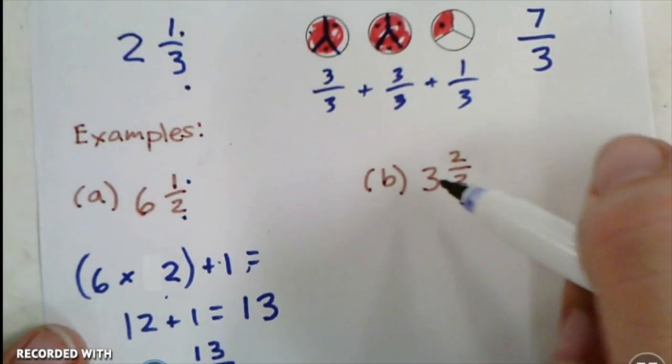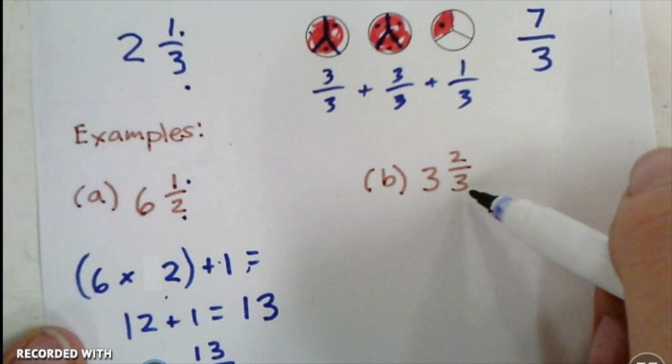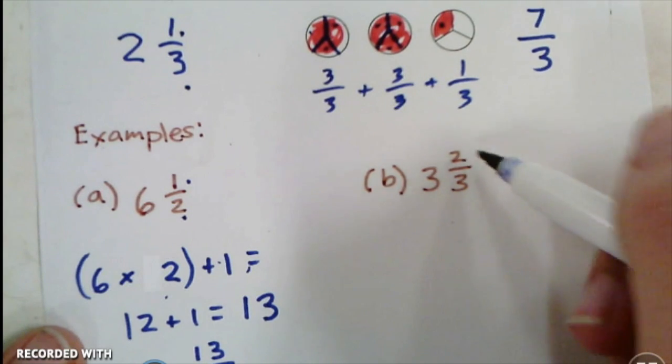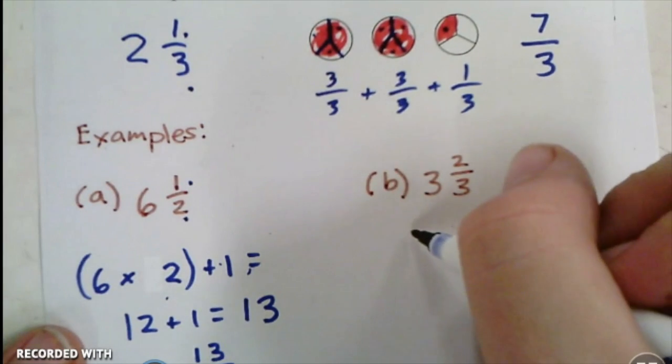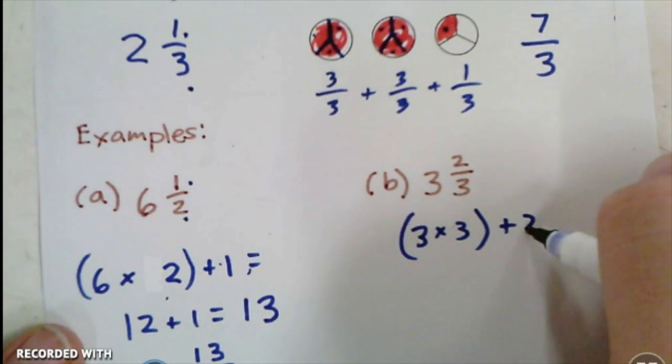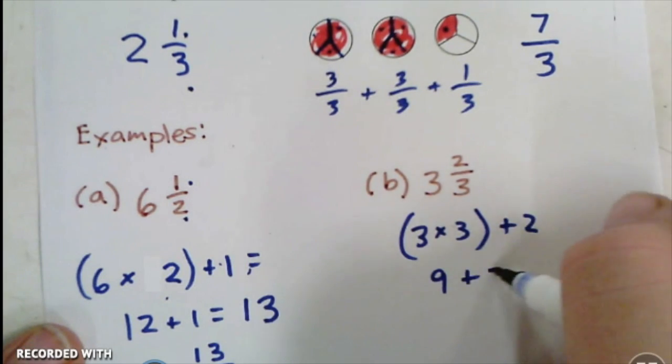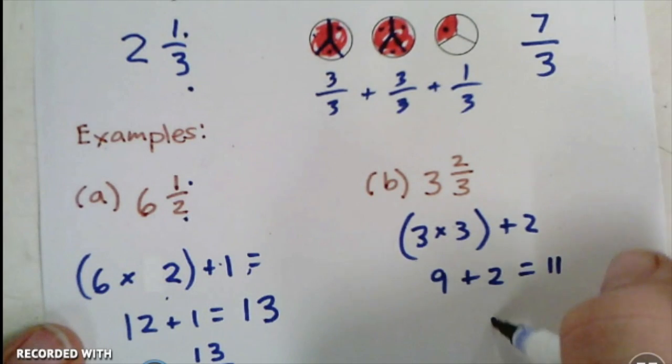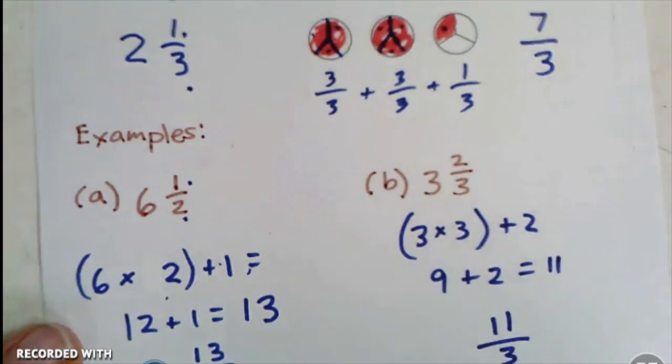All right, what about for B? 3 times 3 is 9, 10, 11. So it's going to be 11 over 3. To write that out, it's 3 times 3 plus 2, which means 9 plus 2 equals 11. So it's 11 over 3.